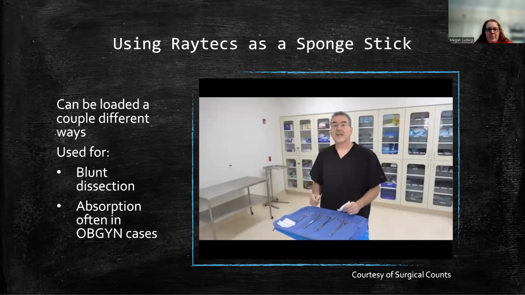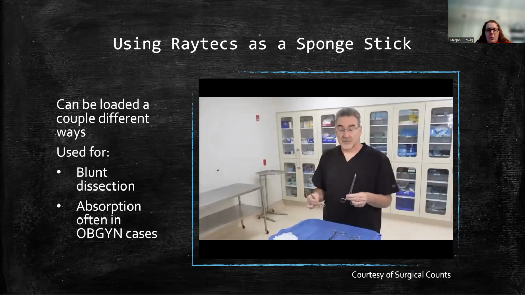So I'm going to show you 3 different ways to create a sponge stick. Now a sponge stick is a Foerster clamp with the end wrapped with a Raytec so that it can be used for several different reasons. One of the reasons we might do this is for absorbing a little bit of fluid that might be in the wound that we've created, maybe to apply pressure to a bleeder in the wound, or most commonly for some blunt dissection, just so we have a nice soft tip on this so that we can bluntly push some of the tissue out of the way.